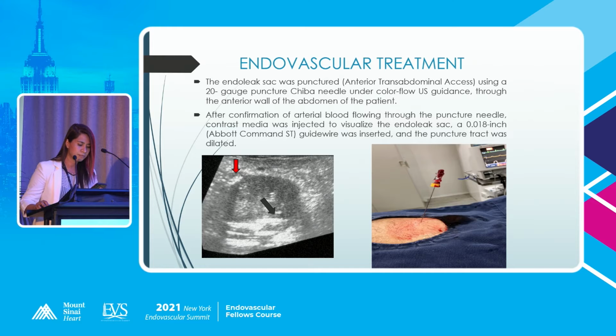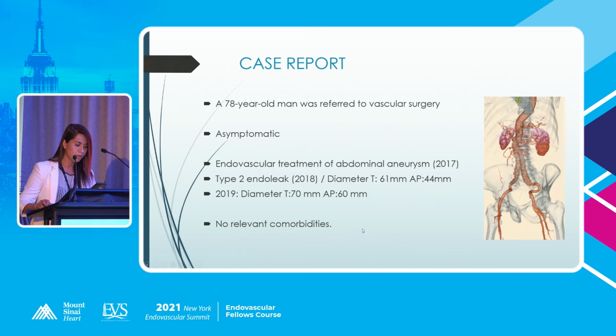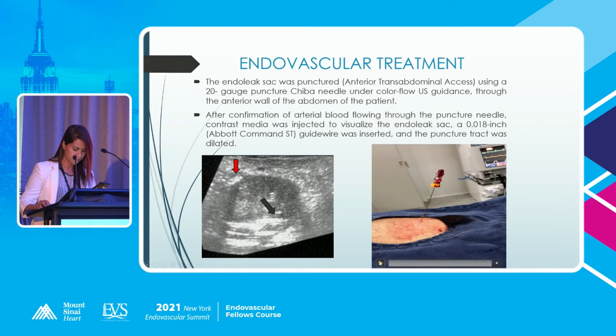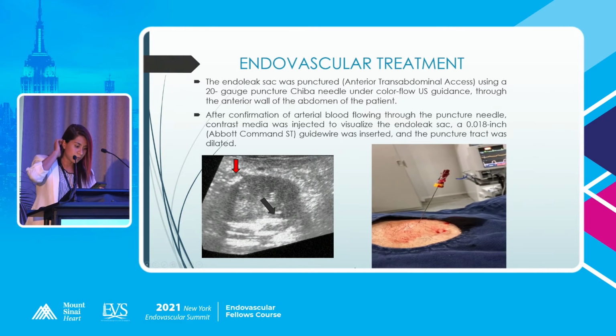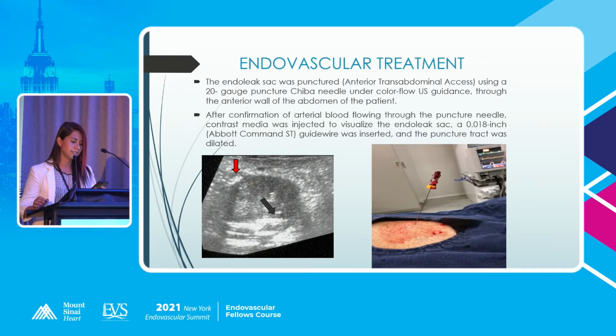The endoleak sac was punctured by anterior transabdominal access using a 20-gauge puncture Chiba needle under color flow US guidance through the anterior wall of the abdomen of the patient. You can see the red arrow pointing to the inferior epigastric artery and the black arrow pointing to the direction of the tip of the needle. After confirmation of arterial blood flowing through the puncture needle, here we can see the puncture needle, and we can see the flow.